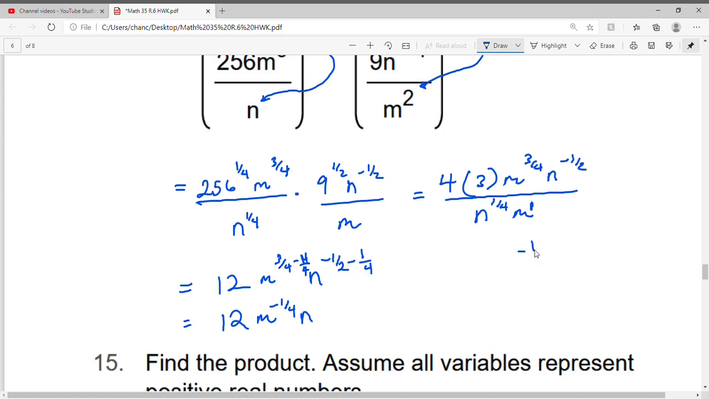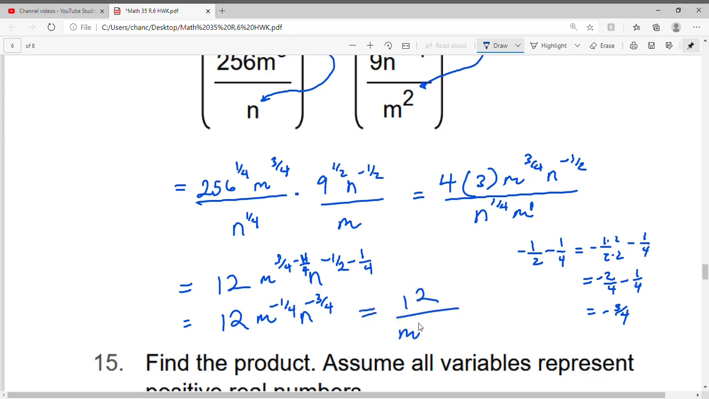I could use some fraction work over here. Negative 1/2 minus 1/4 is equivalent to negative 1/2, multiply the top and bottom by 2. I have negative 2/4 minus 1/4, and that's negative 3/4. So we have negative 3/4 as our exponent, but we can't have negative exponents. So let's rewrite this as 12 m to the 1/4 on the bottom and n to the 3/4 on the bottom.